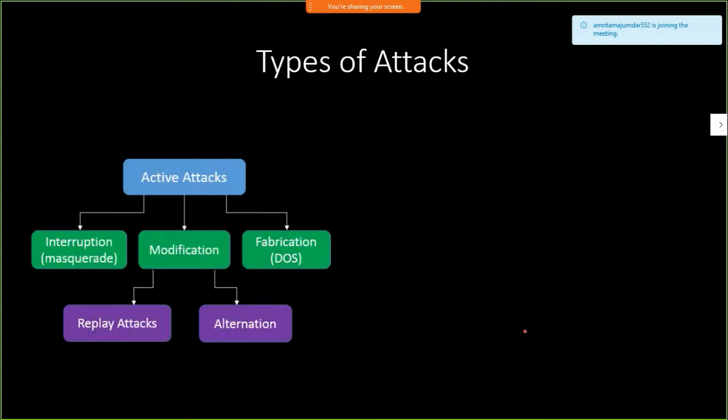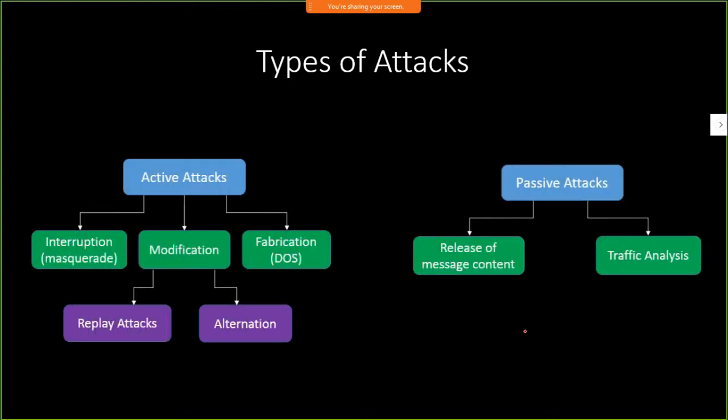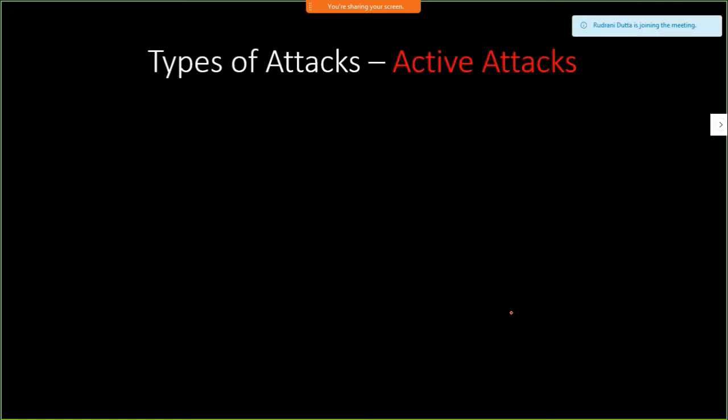So what are the types of attacks? There are two kinds: active attacks and passive attacks. There are some types of active attack: interruption, that is called masquerade attacks, and modification and fabrication. Modification has two types: replay attacks and alteration. We will discuss those later. And passive attack is simple: the release of message contents and traffic analysis. At first we will discuss the active attacks.